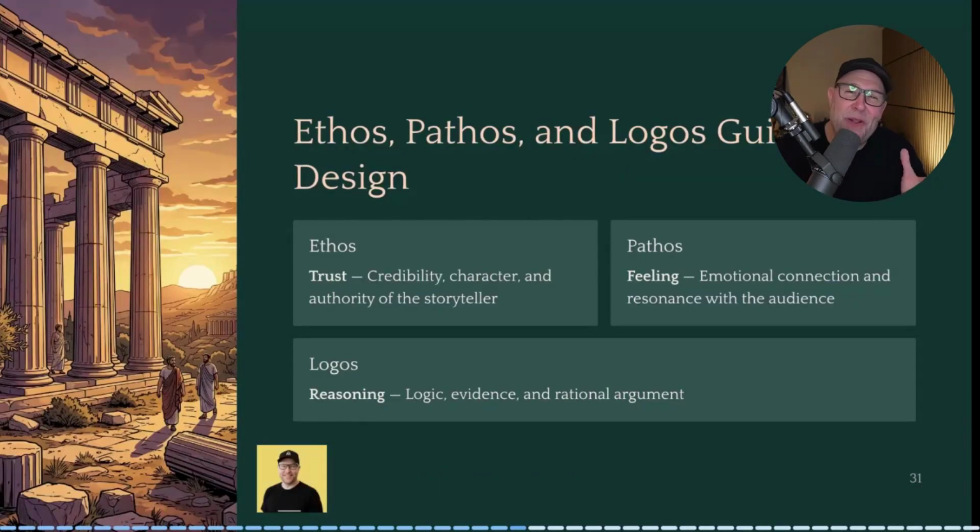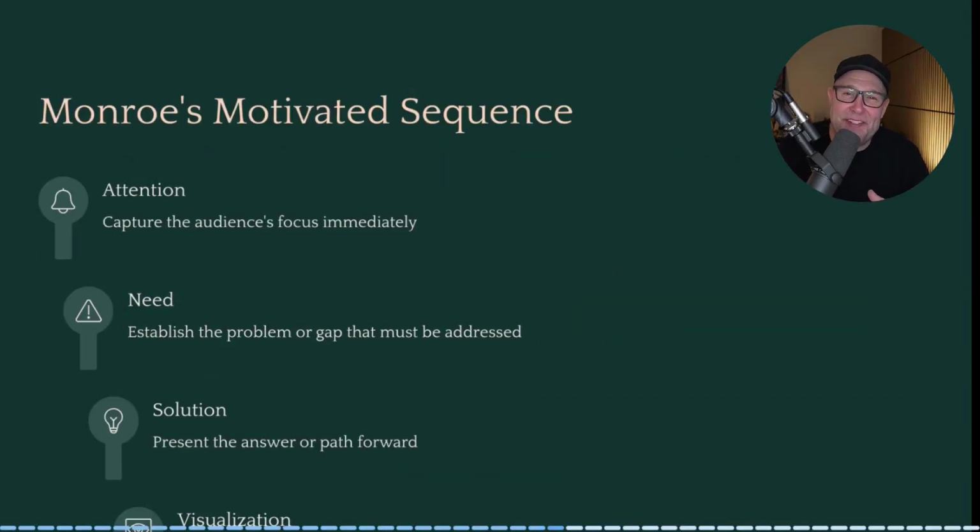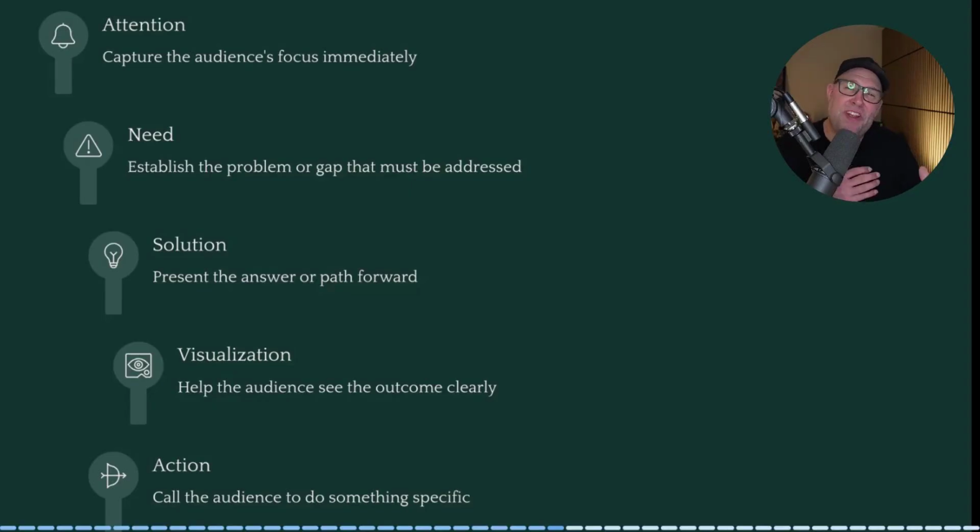Ethos, pathos, and logos guide design. Ethos is that trust. Pathos is the feeling. Logos is the reasoning. Persuasive stories need all three appeals. Emotion without evidence can feel manipulative. Evidence without emotion can feel forgettable. Monroe's Motivated Sequence: we start with attention before moving to need, solution, visualization, and action.